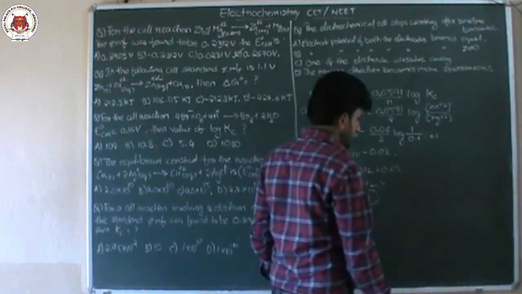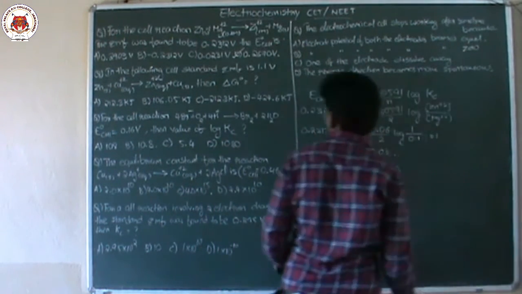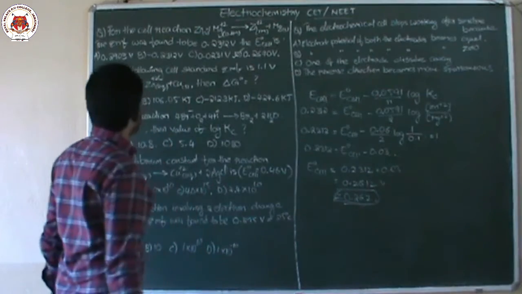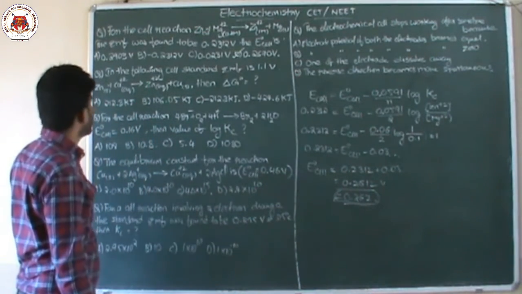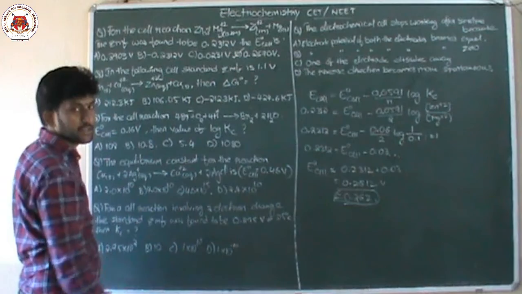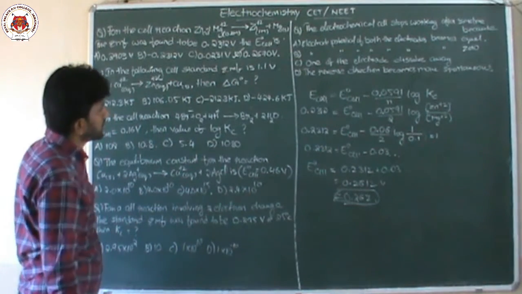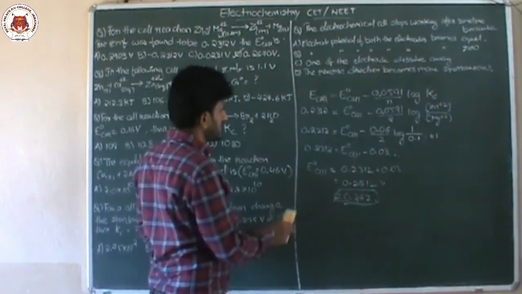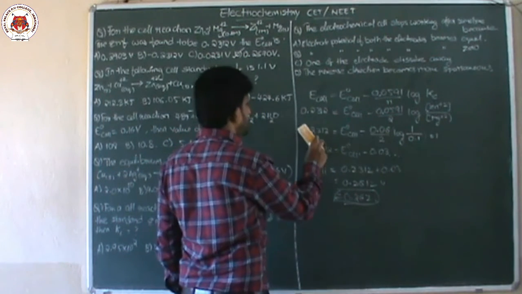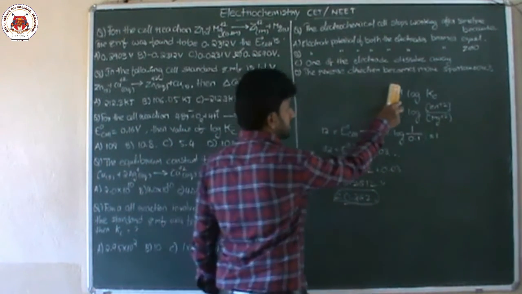Now the next question is, in the following cell the EMF is 1.1 volt. So the cell reaction is given to us. Then they are asking what about delta G naught. So what is delta G naught? Standard Gibbs free energy.